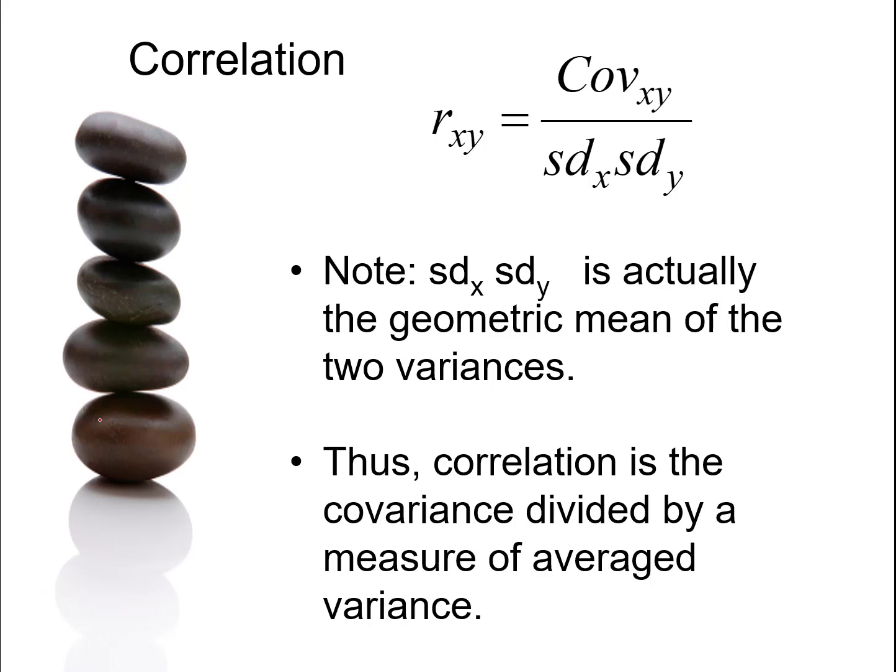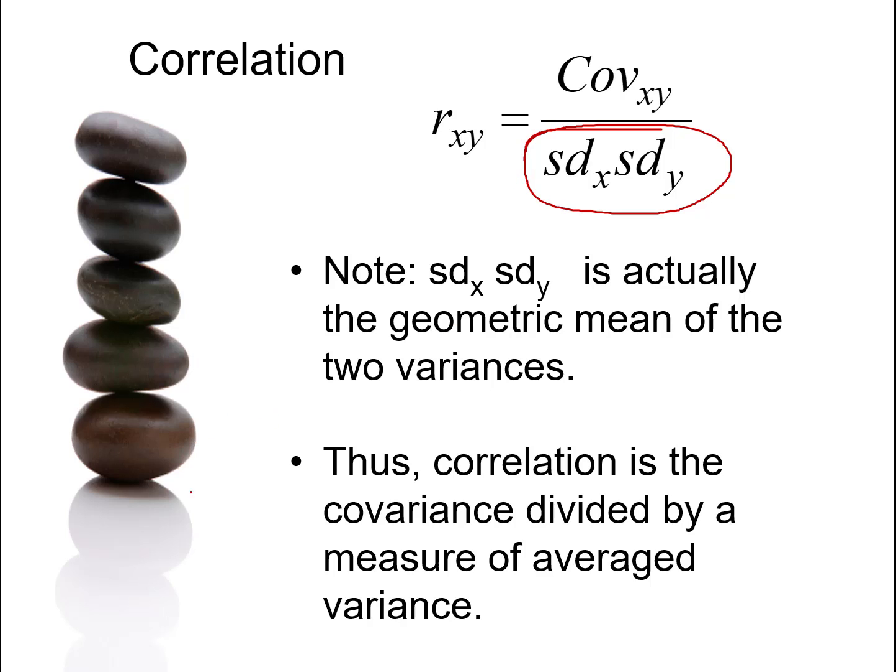Now, at this point, you might be thinking, wait a minute, that's not what I was expecting. Because on the previous slide, I just told you that a correlation was equal to a covariance divided by a measure of averaged variance. And the product of our two standard deviations does not initially look like what we might expect as an average of our two variances, but it actually is. The product of our two standard deviations actually is a measure of averaged variance. It's just not the usual way we calculate an average. It's a different way of calculating an average.